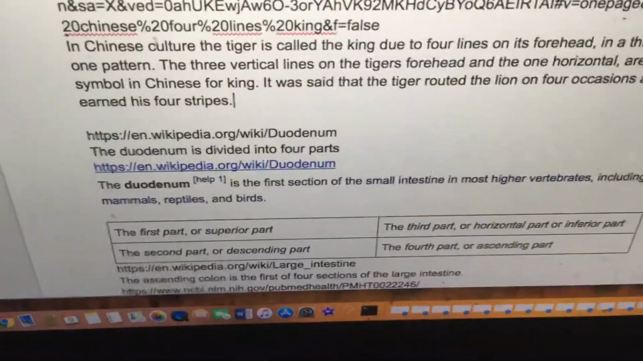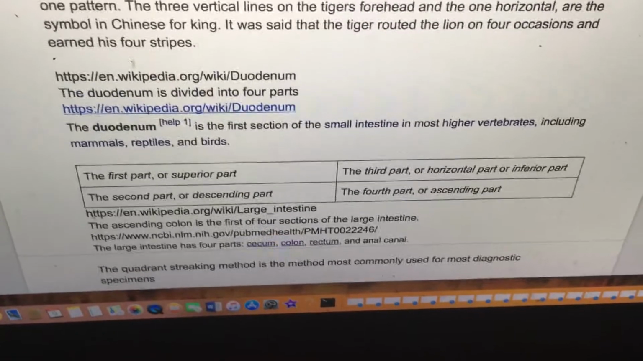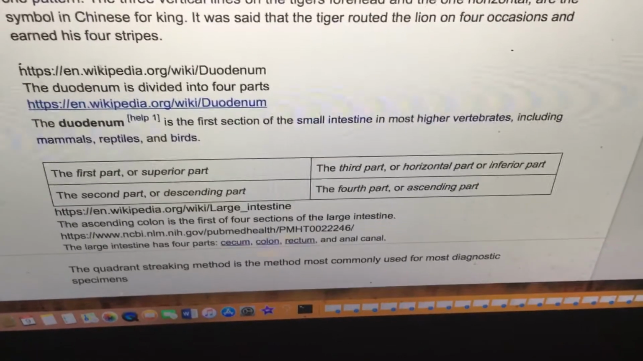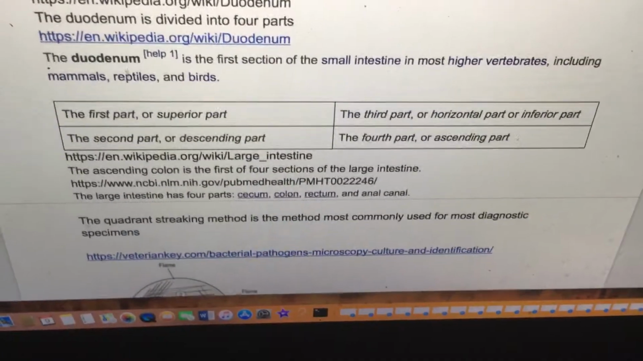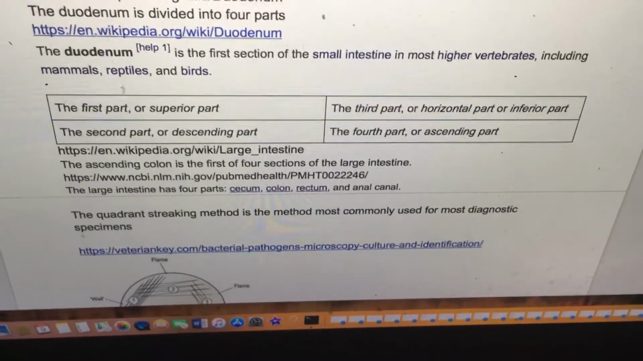The duodenum is divided into 4 parts. The duodenum is the first section of the small intestine in most higher vertebrates, including mammals, reptiles, and birds. The first part or superior part, the second part or descending part, the third part or horizontal part or inferior part, the fourth part or ascending part.